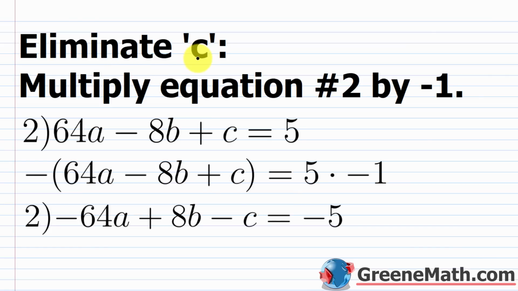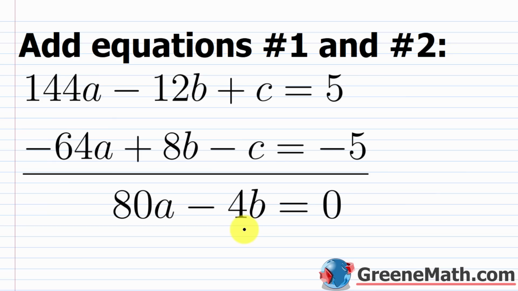So we're going to eliminate c, again, by multiplying equation number 2 by -1. So when we look at this modified form of equation number 2, we get -64a plus 8b minus c is equal to -5. Then we're just going to add equations number 1 and number 2. 144a minus 64a, that's going to be 80a. And then we have -12b plus 8b, that's going to be negative 4b. You have your plus c and minus c, so that's going to cancel. And then over here on the right side of the equal sign, 5 minus 5 is 0. So you have 80a minus 4b equals 0.